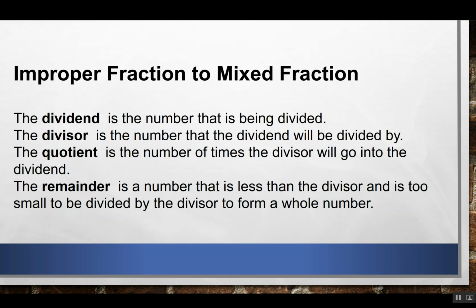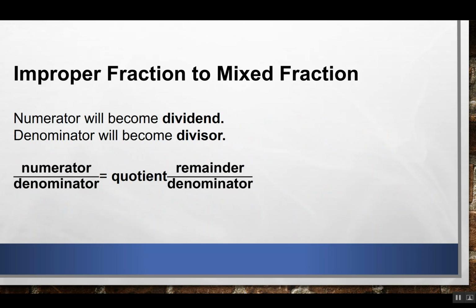Based on these four terms, we will be converting the improper fraction to a mixed fraction, because I wanted to give you a formula for that. That's why I have used these terms. When we are trying to convert an improper fraction to a mixed fraction, our numerator will become the dividend and our denominator will become the divisor. The formula is: if we have an improper fraction numerator by denominator, the equivalent mixed fraction will be quotient, remainder divided by denominator.